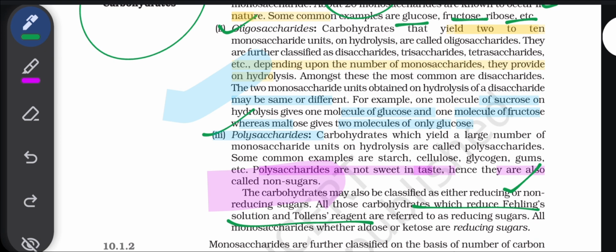All monosaccharides, whether aldose or ketose, are reducing sugars. Very important. All monosaccharides, whether aldose or ketose, are reducing sugars. Monosaccharides include glucose and fructose. Okay, so these are all reducing sugars, except for sucrose, which is a disaccharide.